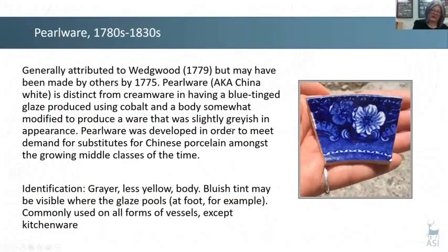So like I said, this is a continuum. It's not black and white. So the next major ceramic type that comes in is pearlware. Again, Wedgwood has his hand into this, as they did.